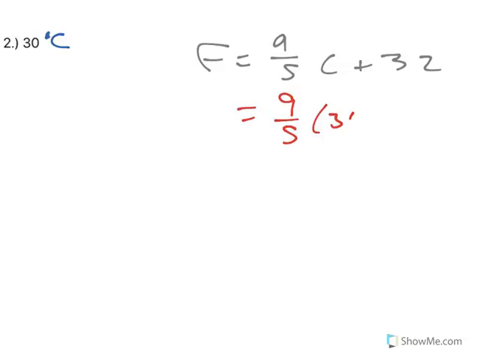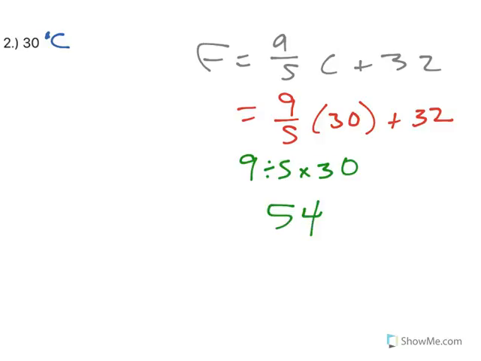Number 2, again, we're starting with degrees Celsius. So my formula, F equals 9/5 C plus 32. I go ahead and I plug that 30 in for C, so 9/5 times 30 plus 32. And 9 divided by 5 times 30 yields an answer of 54. I'm going to add to that the 32, right, it comes down, and so my final answer is 86 degrees Fahrenheit.